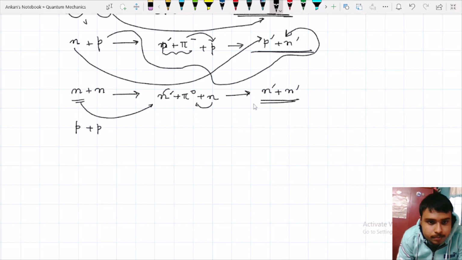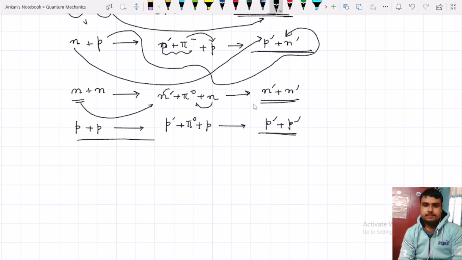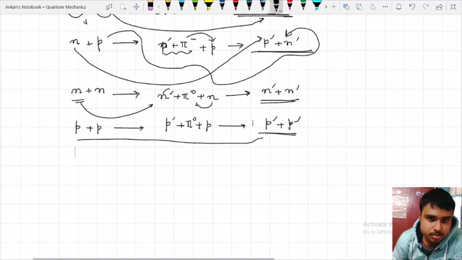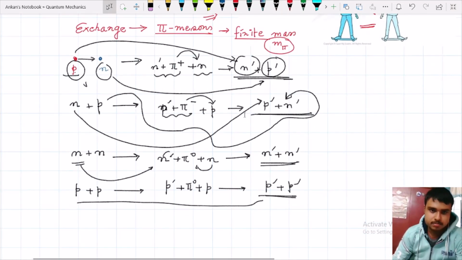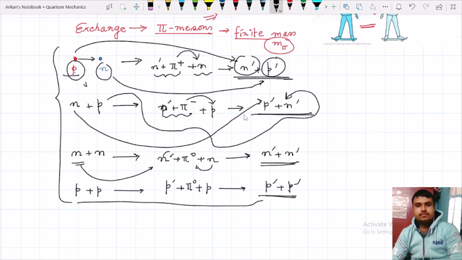This proton may release pi 0 and this may absorb pi 0 to become another proton and another proton. Okay. These are the different processes involving the neutron-proton exchange force and exchange of these particles.